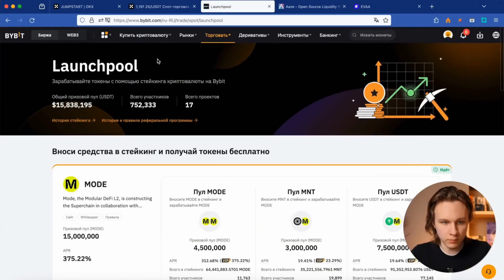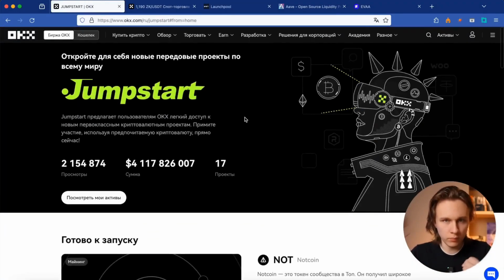It is on these exchanges that there is a launch pool system that allows developers to come and distribute a certain amount of their tokens to the users of this exchange, and the exchange users can receive these tokens for free by contributing some assets to conditional staking on these platforms.